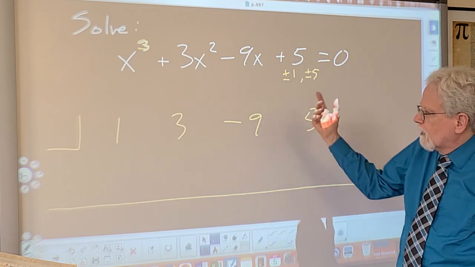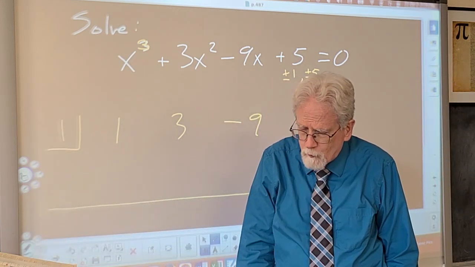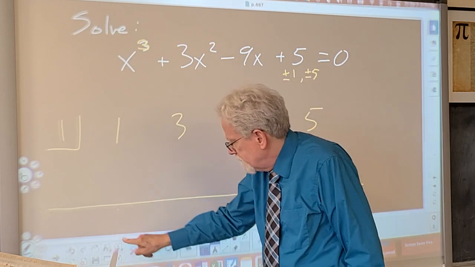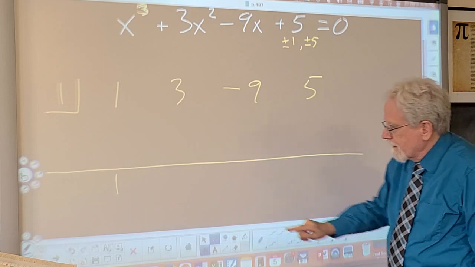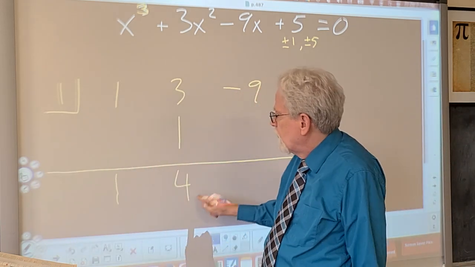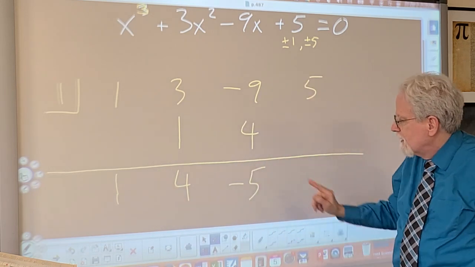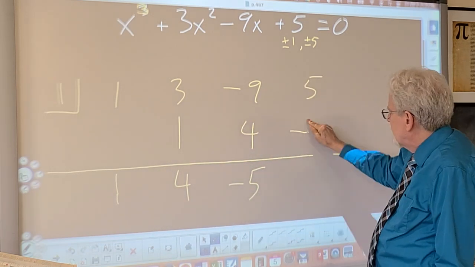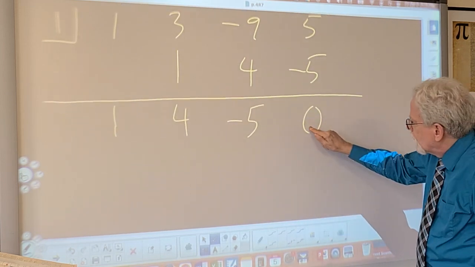All right, let's try 1. Surely 1 has to work this time. We haven't seen 1 work yet. Bring down the 1. Let's get some more room. I don't like squeezing it into the bottom. That's a little better. 1 times 1 is 1. Add, that's 4. Multiply 4 times 1 is 4. Add, that's -5. There we go. -5 times 1 is -5. Add, we get 0. Congratulations. Yes, indeed. We got to put a smiley face there.